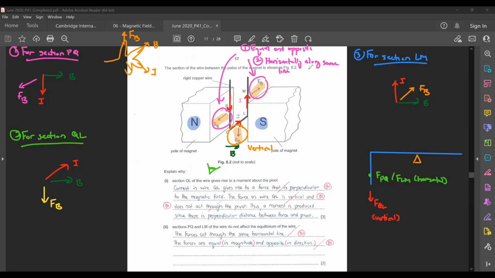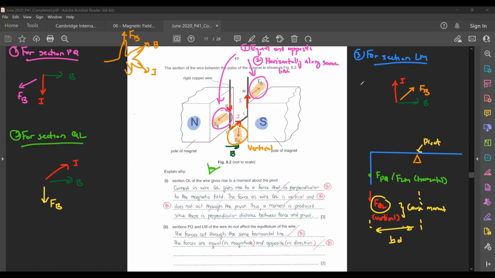Okay, so when you just look at it like this, you can really see that the force on section QL will actually cause a moment. Because this part here being my pivot, I already can see a perpendicular distance between the force and the pivot itself. This part here being my perpendicular distance.